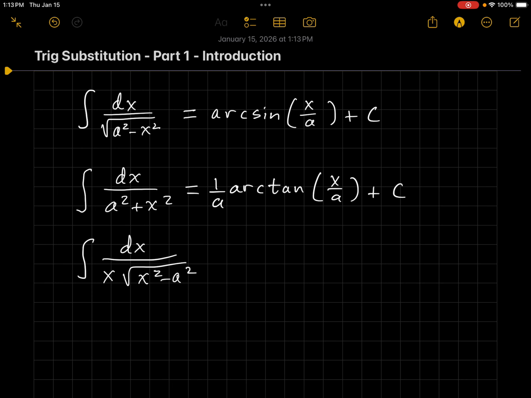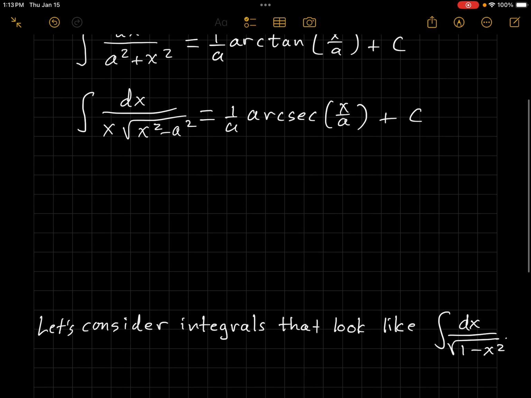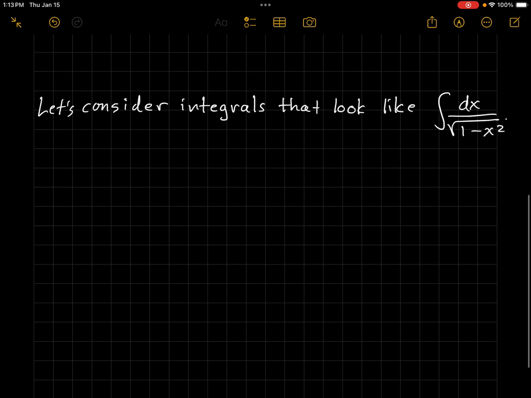That's not really the important part. We're just doing these correctly. And the third one is an arcsecant, which also has an extra 1 over a out front, and the plus our constant of integration. So we're going to look at integrals that are very similar to these three, but that take a different integration technique.